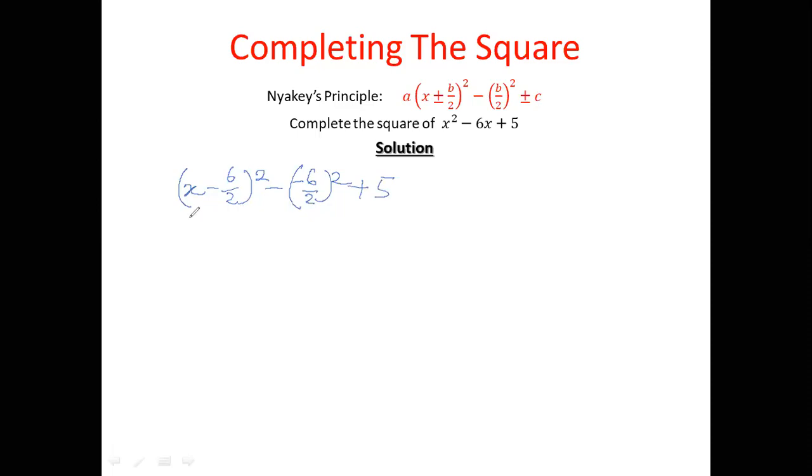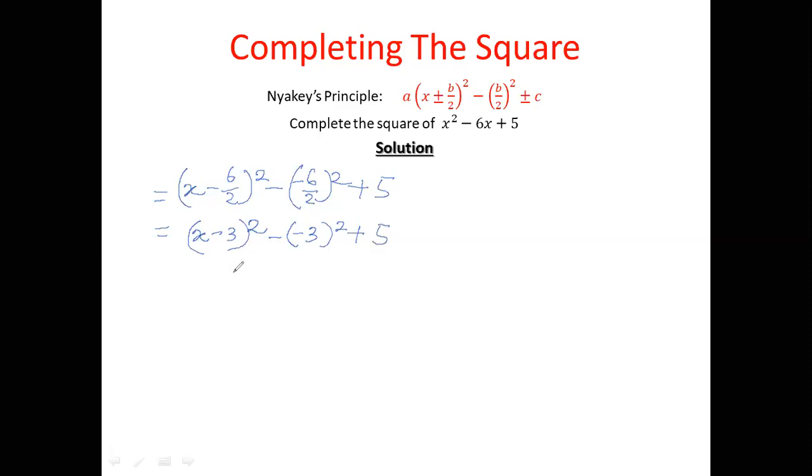So this is the first one. I know that x minus 6/2 will give us obviously 3. So I'll then square it. Then I'll say minus. I deal with the bracket first. So this will give us -3 all squared. Then after that, we say plus 5.